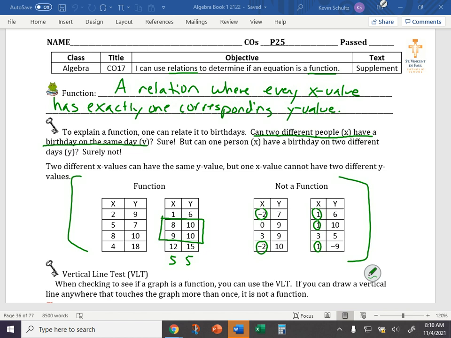However, can one person have a birthday on two different days? Surely not, right? That's what we're saying here. -2 being one person has a birthday on 7 and 10. No, doesn't work like that, right? So if you think about it either in terms of birthdays or x repeating itself mathematically, the result is the same, function versus not a function.